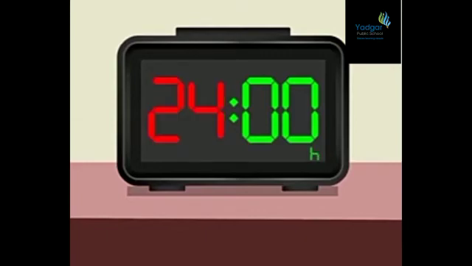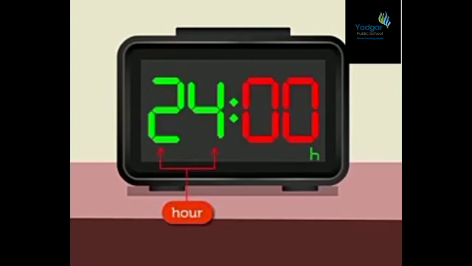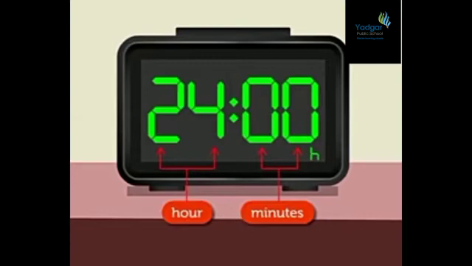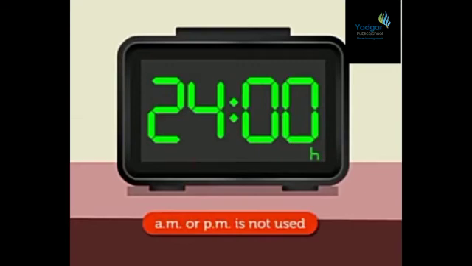The first 2 digits show the hour. The next 2 digits show the minutes. The letter H stands for hours. AM or PM is not used. Let me show you how to convert the 12-hour clock time to 24-hour clock time. Depending on the time intervals, the conversions are carried out as follows.